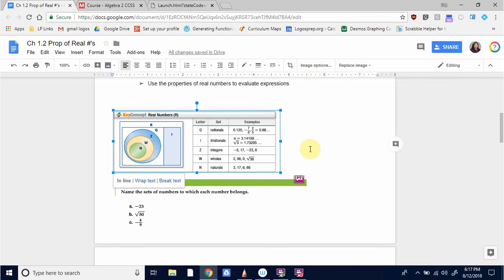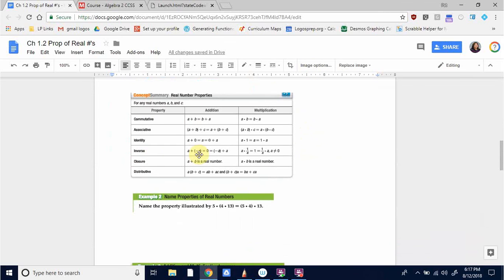Okay, so let's move down to the next page. And these are some properties that you learned a long time ago. The commutative property applies to both addition and multiplication. So basically it just says you can turn around: a plus b is equal to b plus a, and a times b is equal to b times a. So 2 plus 3 equals 3 plus 2. 2 times 3 equals 3 times 2. The associative property is similar, except it deals with grouping. It says you can regroup addition or multiplication and they're still going to be equal.